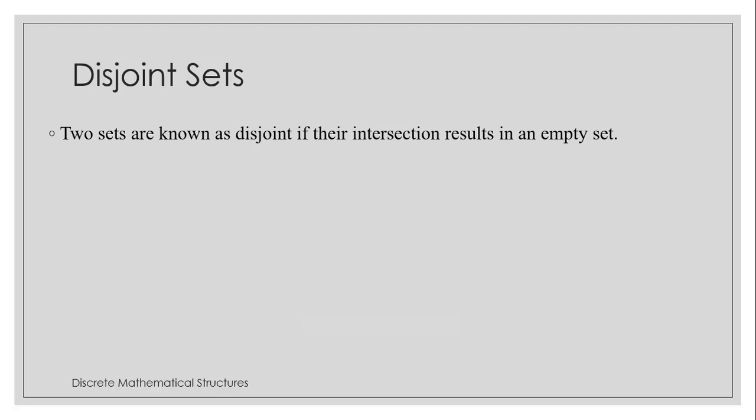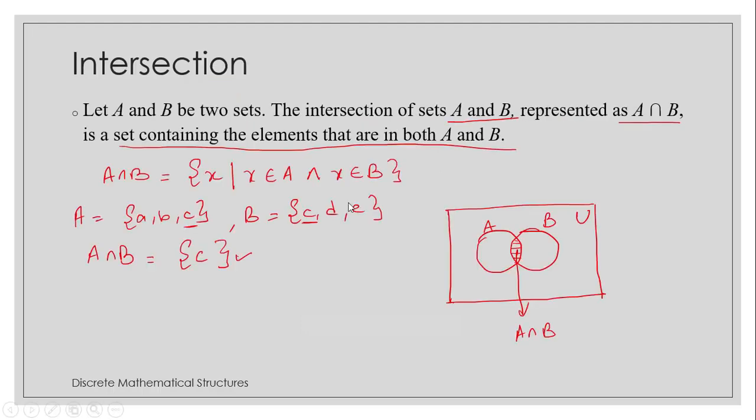Now from intersection, we can define disjoint sets. Two sets are known as disjoint if their intersection results in an empty set. That means there is no common element between the two sets. Then we say that these sets are disjoint. Now in the previous example, the intersection is not empty. C is a common element. So A and B are not disjoint.